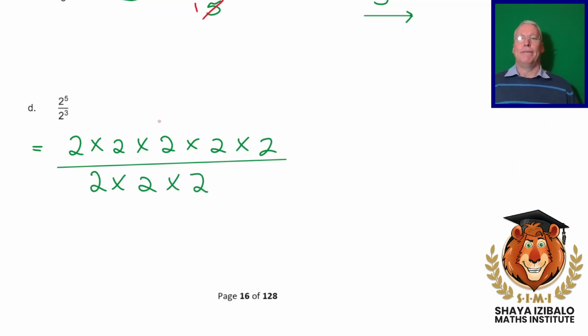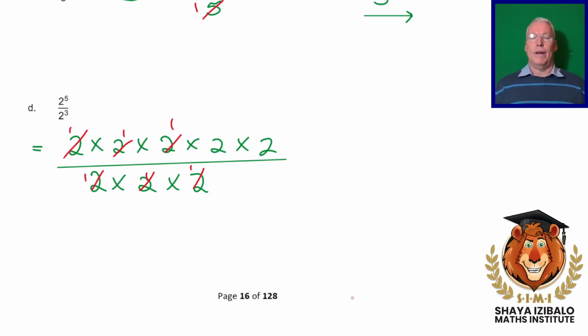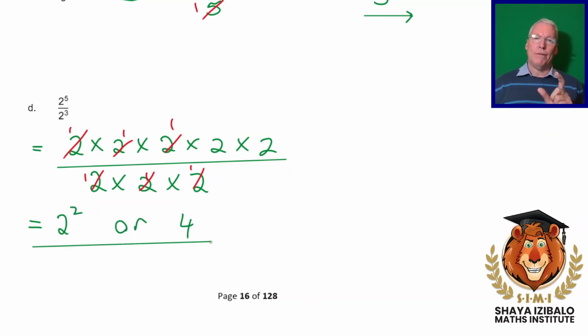Okay, let's see. Divide, divide, divide, divide. We end up with 2 2's multiplying together, 2 squared. Obviously, you could write 4 as an answer, but what we're looking for here is some sort of a rule.